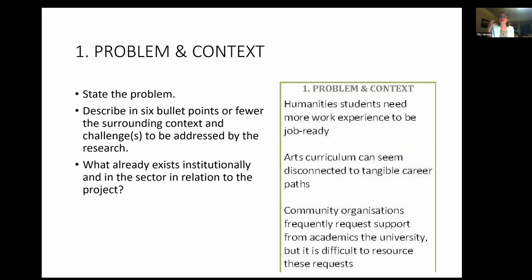Is it that students aren't comfortable going out on their very first work integrated learning placement? Is it that employment outcomes are less positive than they could be? Or in our humanities example, is it that the broad and liberal nature of a humanities arts curriculum can be seen as disconnected to tangible career paths? So here you're sketching out what's going on, and you're also noting what already exists institutionally and in the sector. So this is a little bit lit review and a little bit about understanding the context in which you're operating.